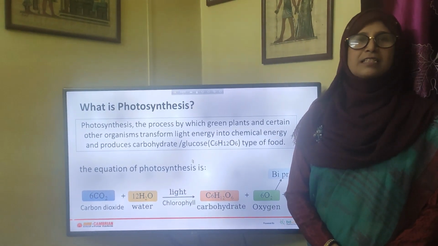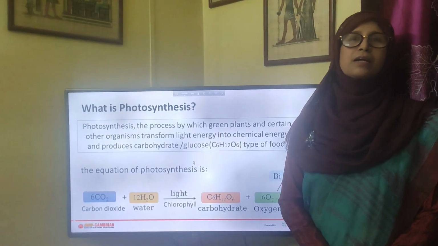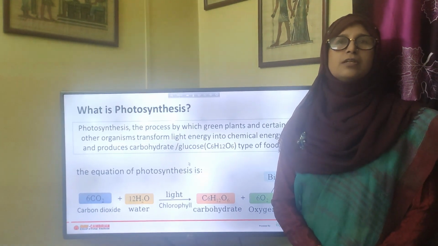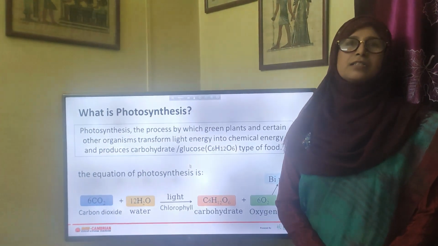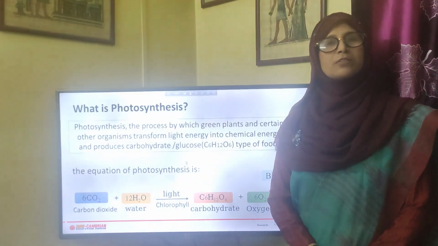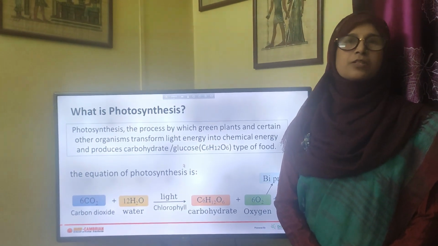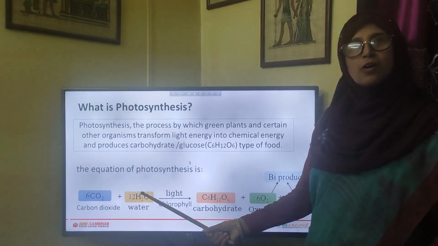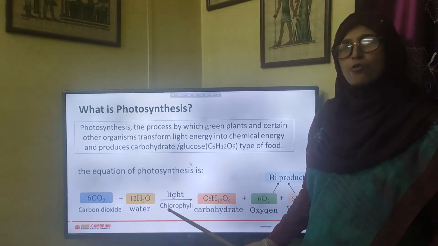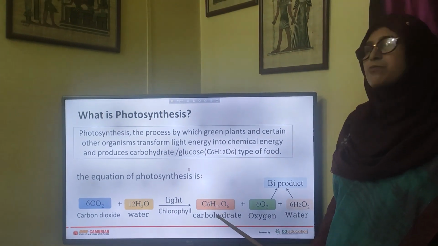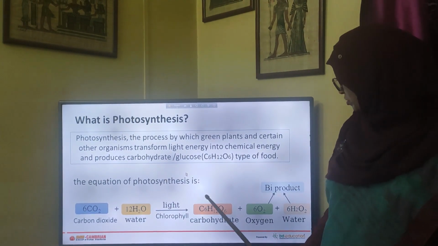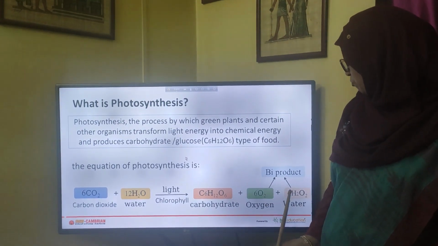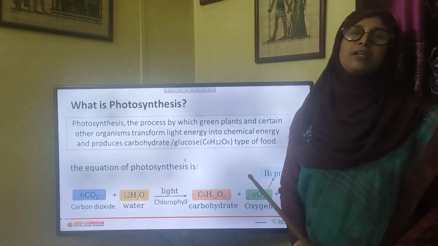So what is photosynthesis? The process by which green plants produce their own food, that means carbohydrate type of foods, by use of carbon dioxide and water in the presence of sunlight and chlorophyll. This process is known as photosynthesis. See the equation: 6CO2 + 12H2O, in the presence of light and chlorophyll, gives C6H12O6, that means carbohydrate or glucose, and oxygen and water. Here oxygen and water are produced as byproducts.